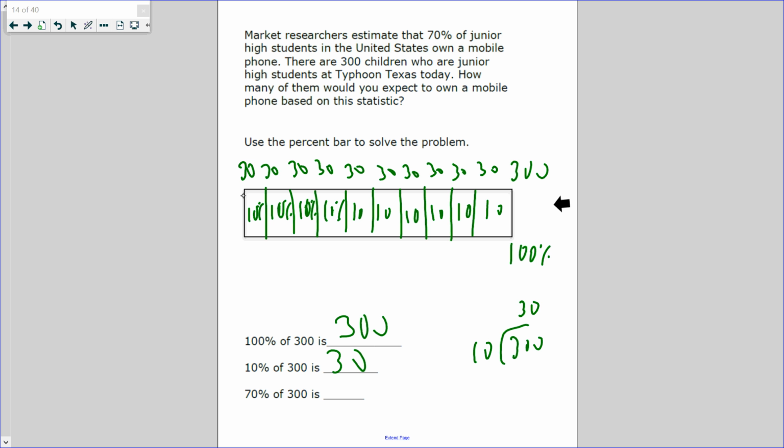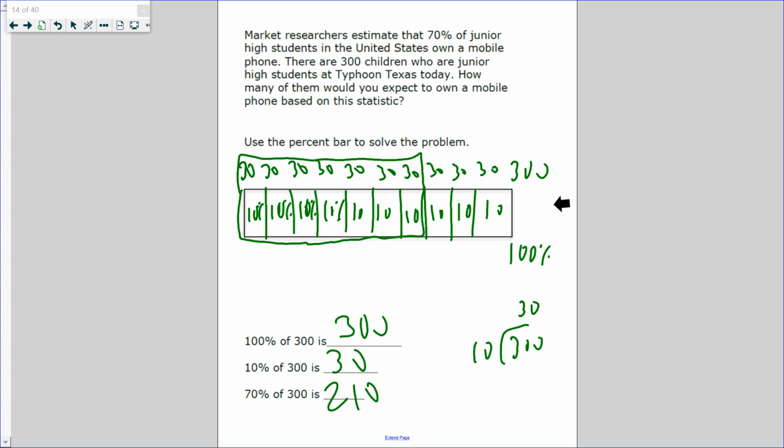70%. So 70% goes from here all the way to here. So every 10% is 30. How do you build 10% to 70%? Times 7. So 30 times 7 is 210. And that's how you do it. But maybe you don't prefer this way. So we did mental math.